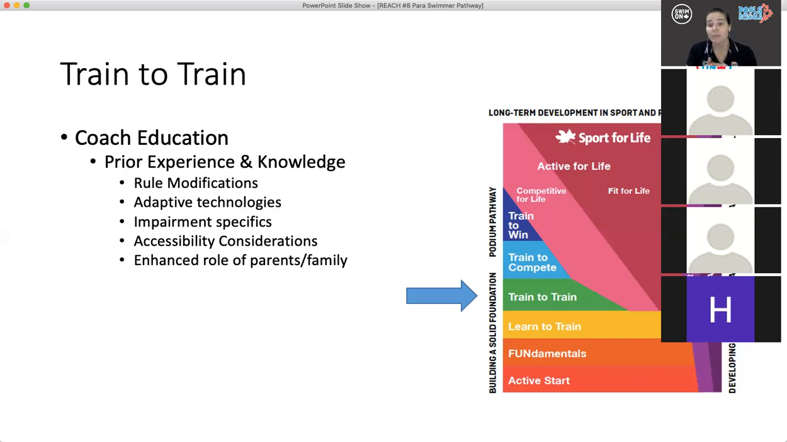And that is also something that we're working on at Swim Ontario, putting a resource hub onto the Swim Ontario website. Coaches need to start thinking about accessibility considerations.